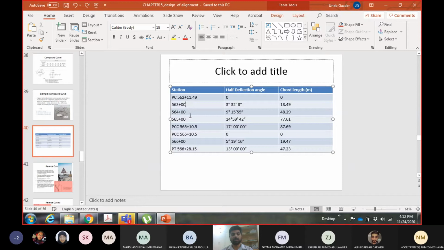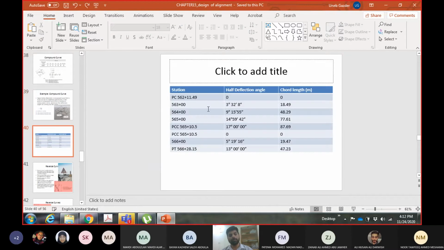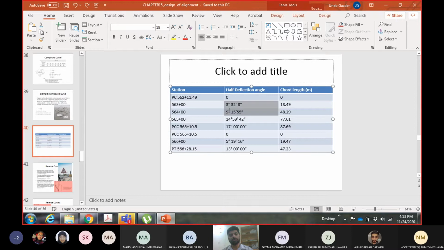Now from 563 to 564, you are going from one station to the next. Both are full stations, so you are adding 30 meters in the length. I told you in the previous example, the angle should increase by the degree of the curve, or in this column half of the degree of the curve, because this column includes half of the angle. Is the degree of the curve given here? No, it is not given. So I must find out the degree of the curve, and then add half of it to this angle to go from 563 to 564.